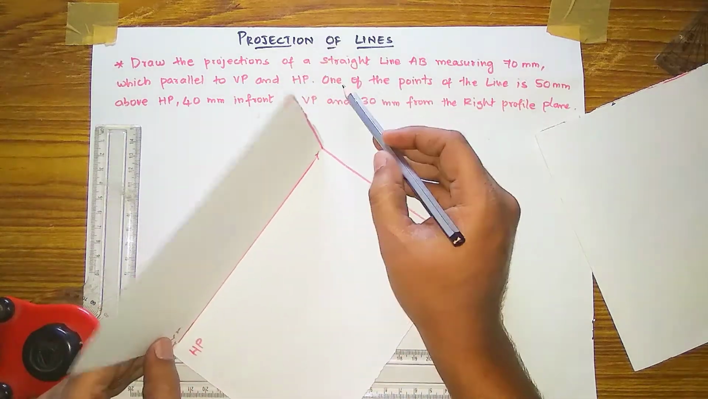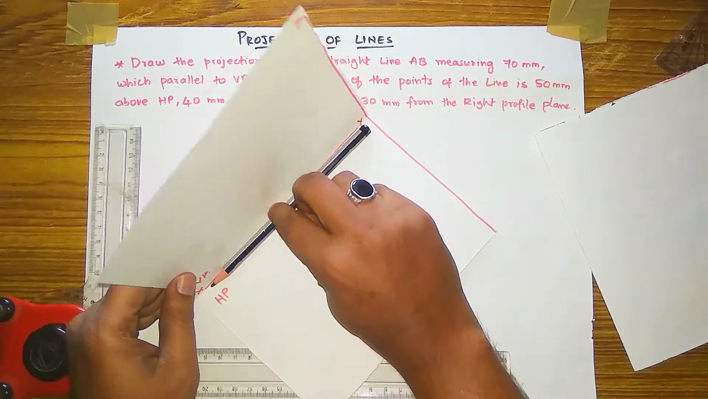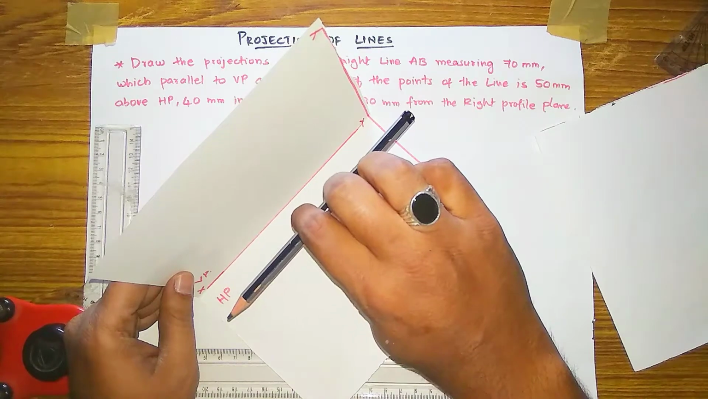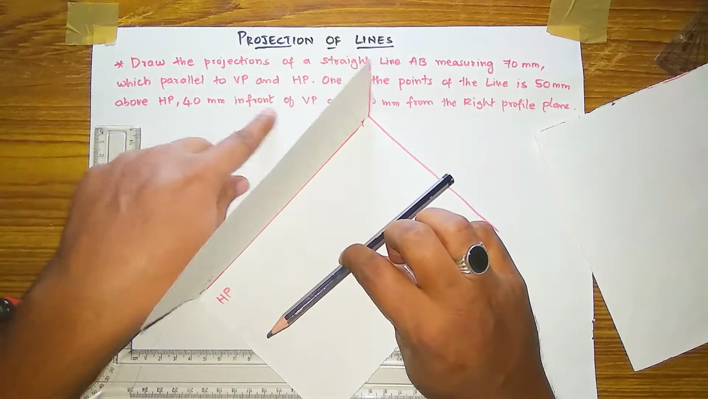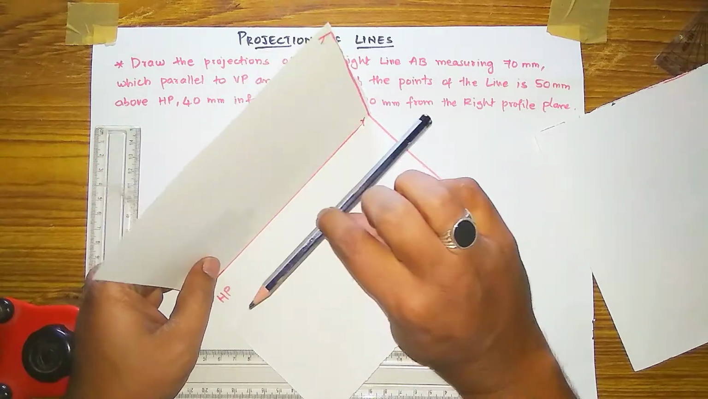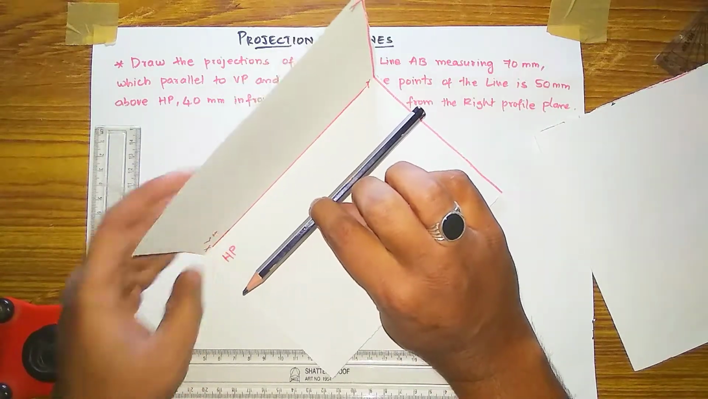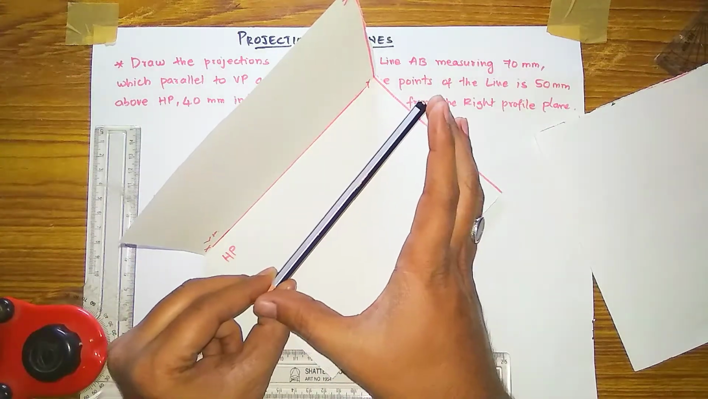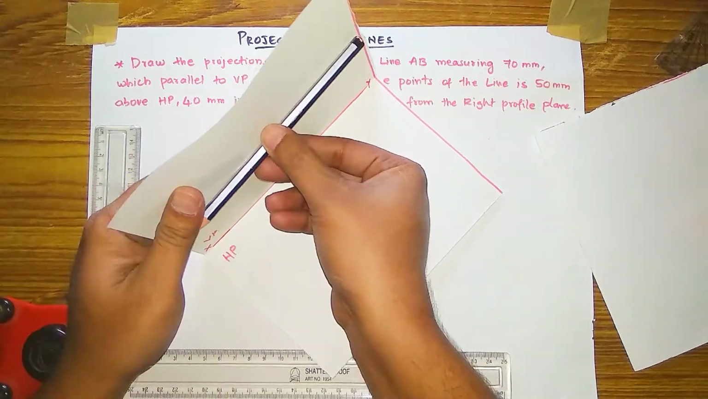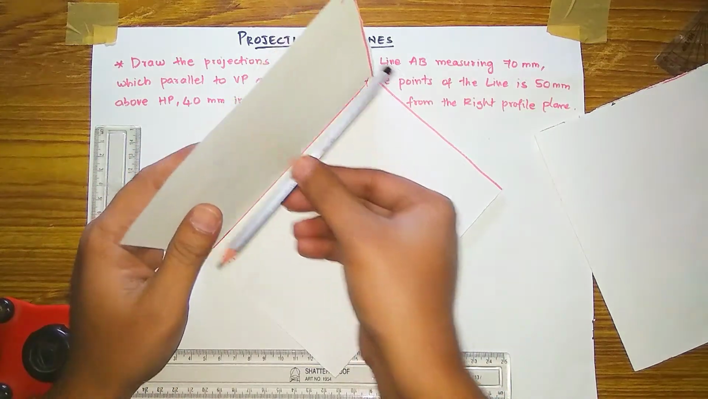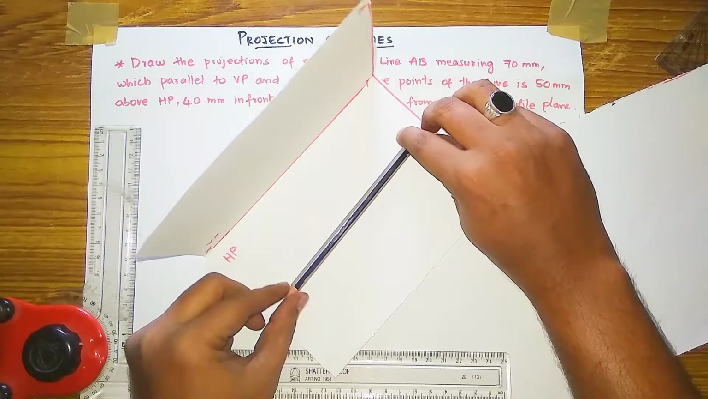Then after, one of the points of the line is 50 mm above HP, means you are having a distance of 50 mm from HP, and 40 mm in front of VP, means from here you are having a distance of 40 mm. Here the pencil will be, means that line AB is here. Okay, if you see this pencil from the front, you will have a line of 70 mm on VP. Then after, if you see from the top, your 70 mm line you will have on the HP.